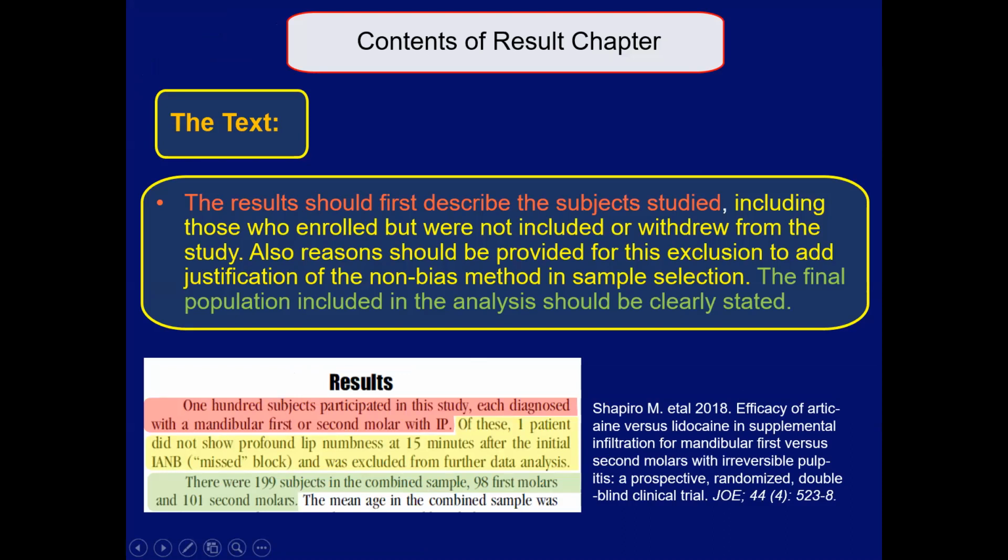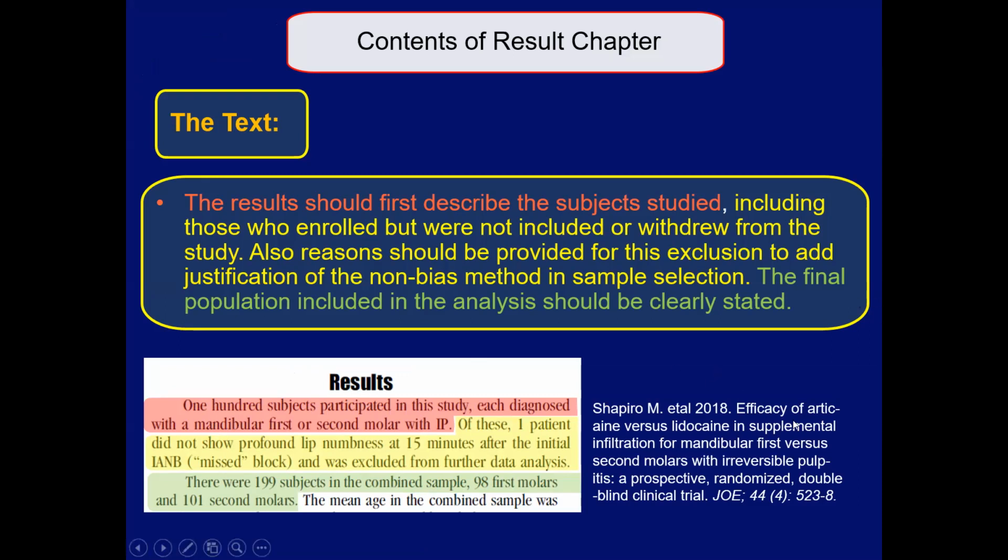Regarding the text of the results, it should first describe the subjects studied. This includes those who enrolled and were not included or withdrew from the study. Also, the reason should be provided for this exclusion, to add justification of the non-bias method, of course, in the sample selection. And the final population included in the analysis should be clearly stated.